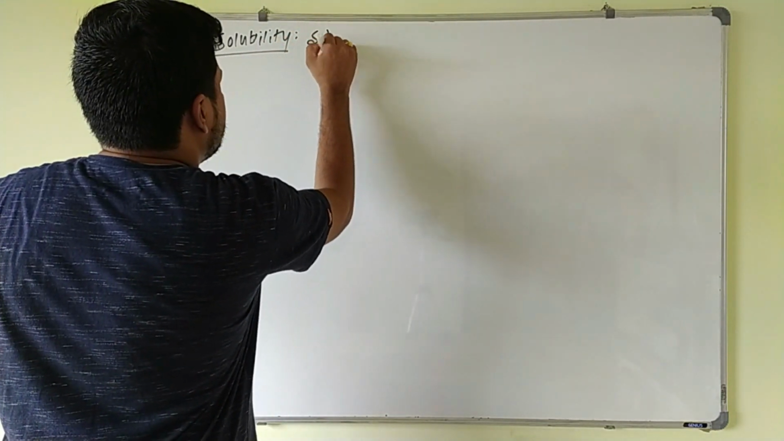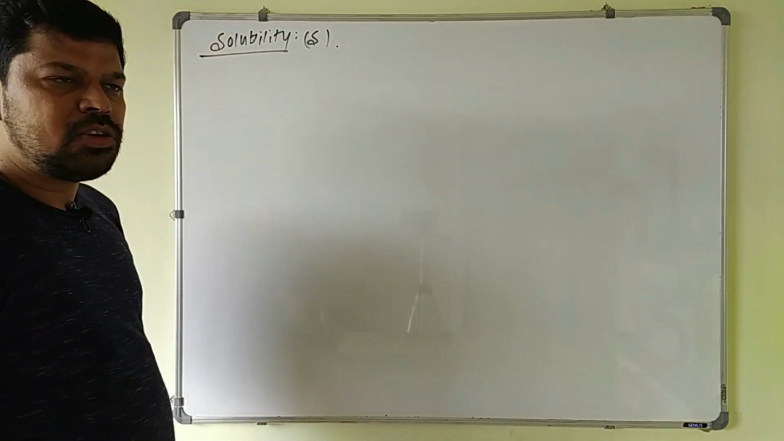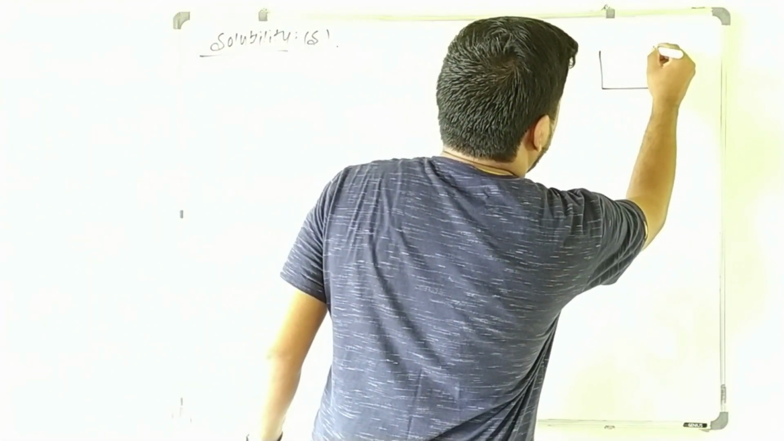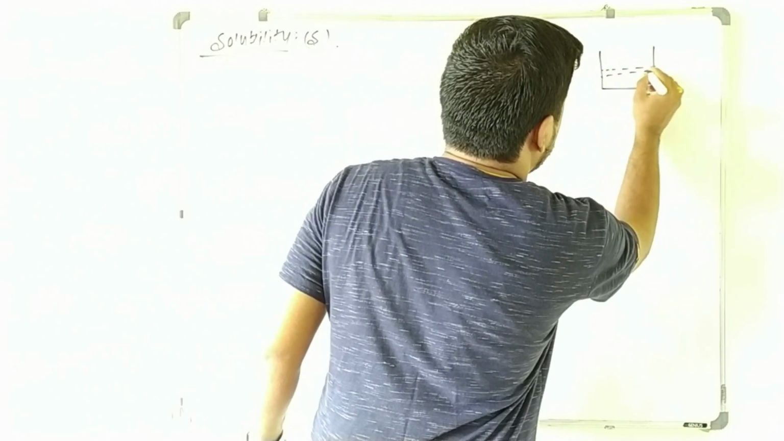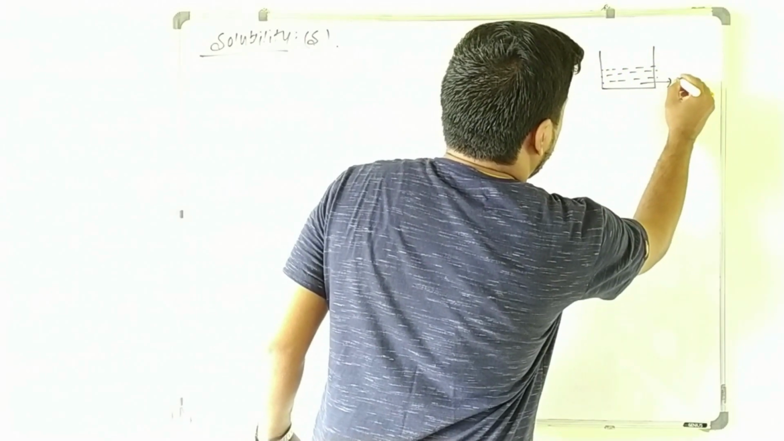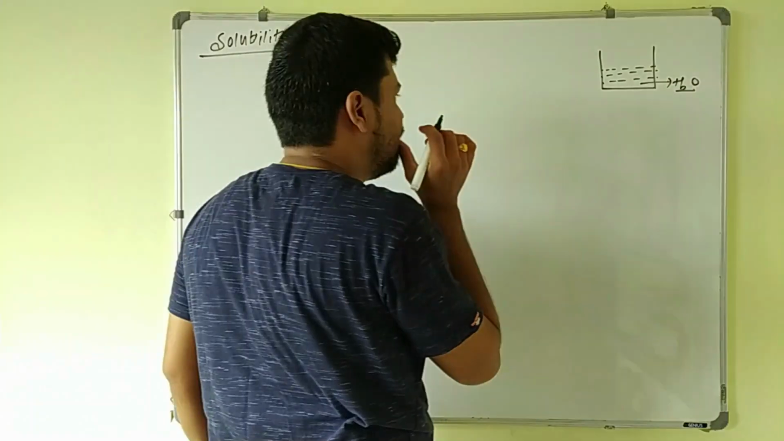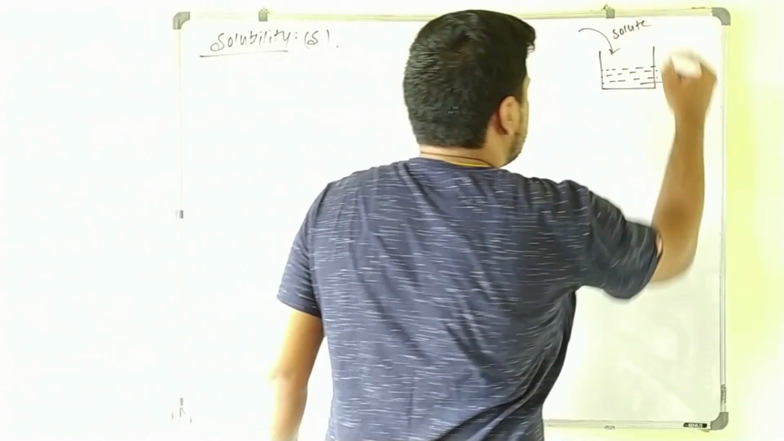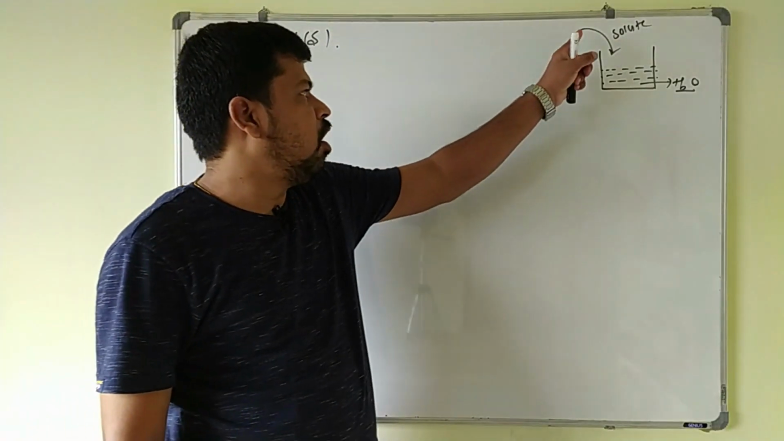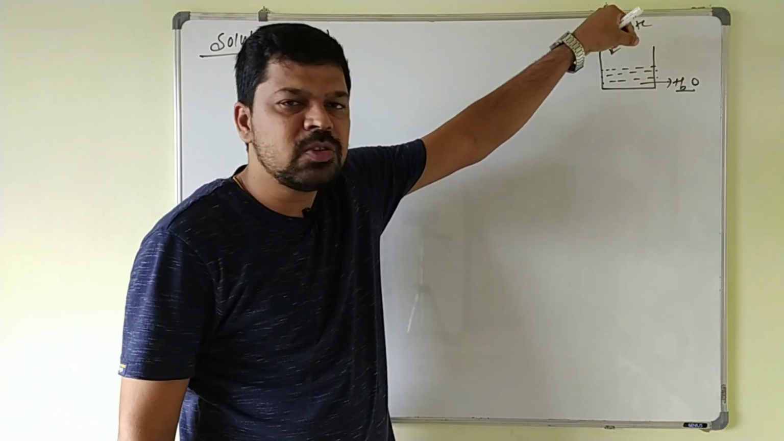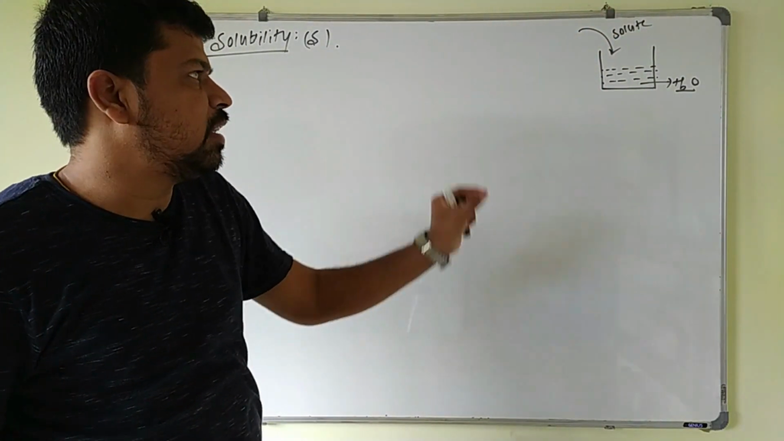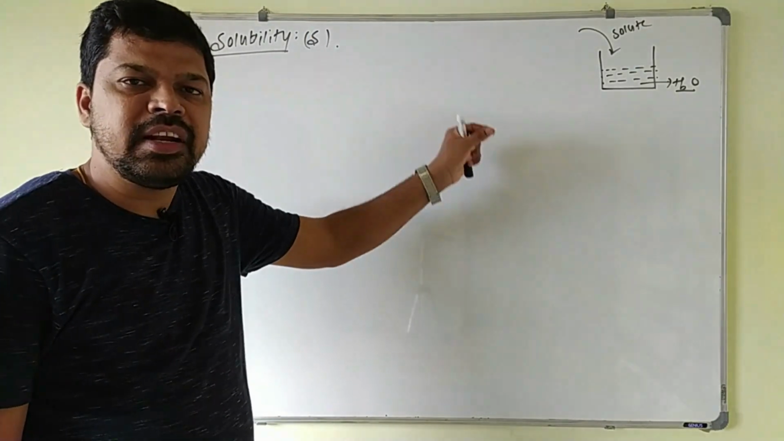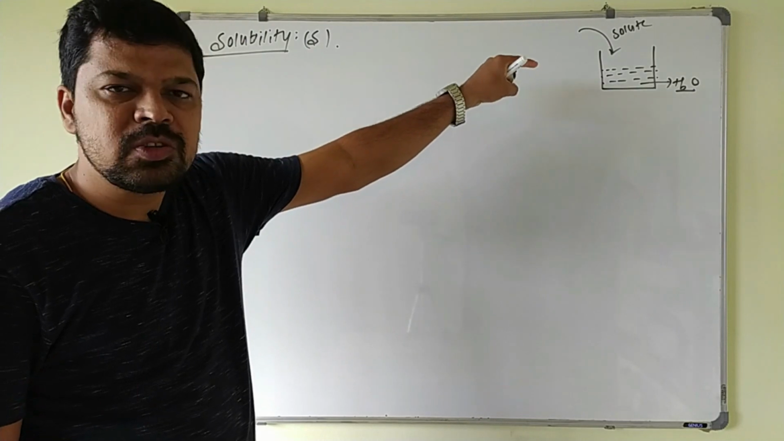The symbol for solubility is S. We already know that whenever a solute is added to the solvent, suppose this is a solvent, water here, and to this I am adding some solid solute, that is called its solubility. How much amount of solute is present in a given quantity of the solvent, that is called solubility. Solubility is the maximum amount of solute present in the given quantity of the solvent.